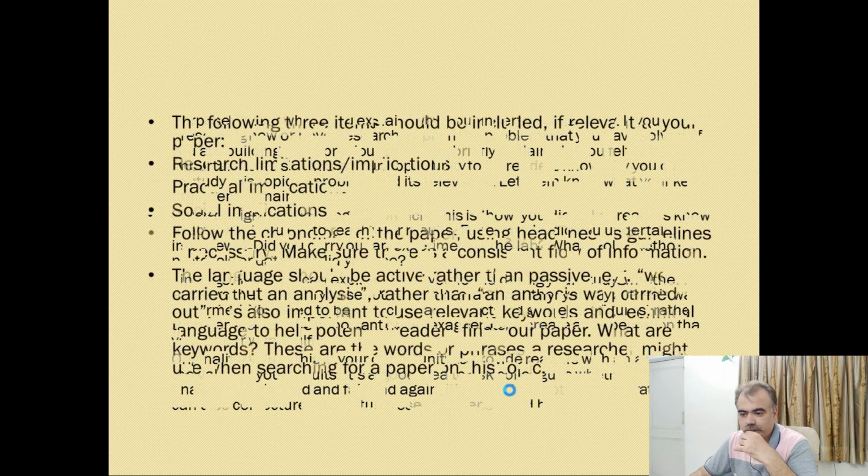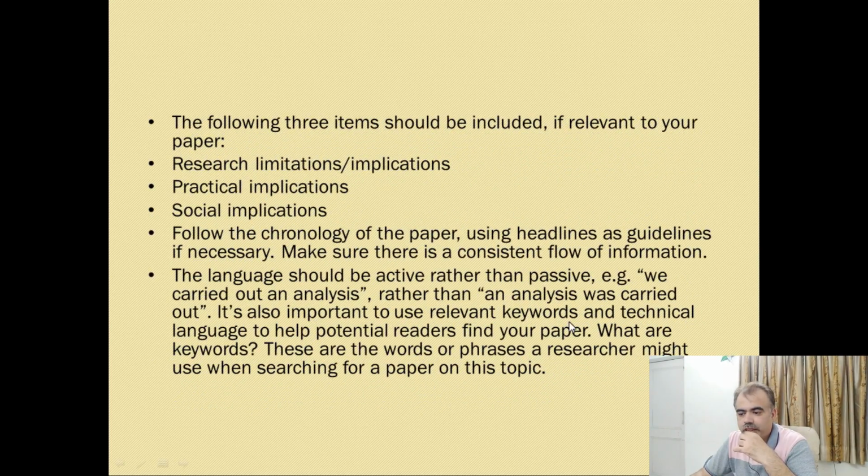So let us move forward. The following three items should be included if relevant to your paper: research limitation, practical implication, and social implication. If they are also applicable to your research study, you must add them into your abstract.